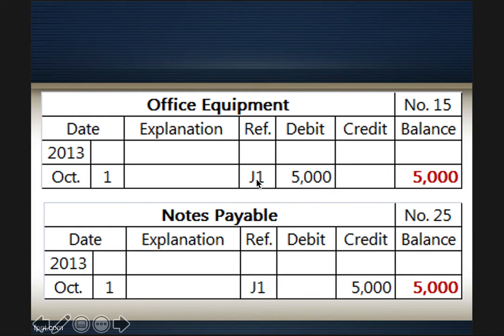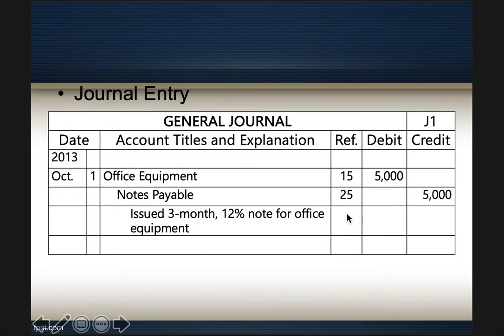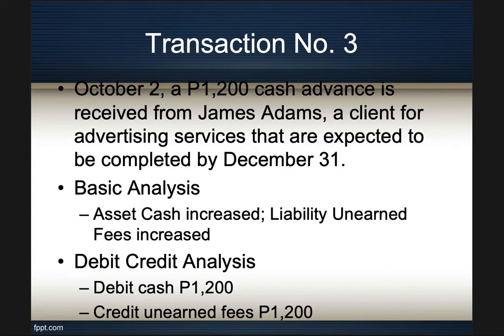Now if you look at our journal, the reference column should also be filled up. And what are we going to fill up? This one, 15 and 25 for office equipment and notes payable. So if you can see here, after we have posted the journal entry to the ledger, you have here 15 in the reference column under office equipment and notes payable 25. Now let's proceed with our third transaction, but it's already given, so let's just explain it.